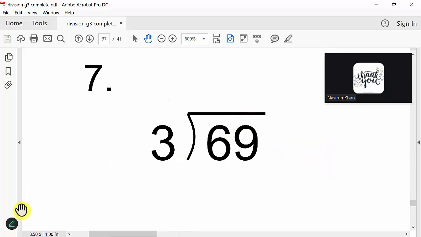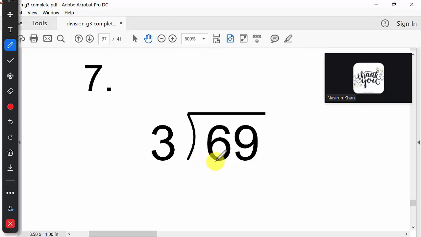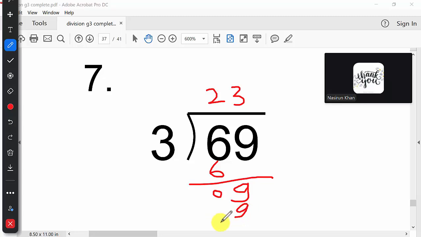69 divided by 3. Okay, now do the first number, 6. 6 divided by 3 is 2. 2 times 3 is 6. Okay, and then there is nothing left, right? You just write 0, so it's easier. Then drop down the number 9. Now we use the next number. 9 divided by 3 is 3. Then 3 times 3 is 9. No remainder, or remainder 0. So the answer is 23.